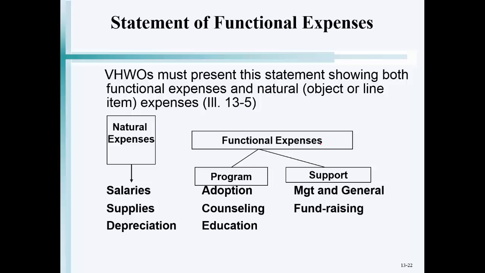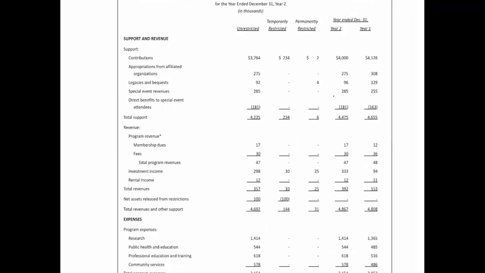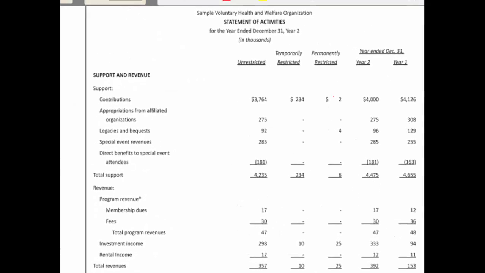Now, to help us understand this statement of functional expenses, we first need to take another look at the statement of activities for this entity. Okay, so here's my statement of activities. This is for a voluntary health and welfare organization. And notice when we get a contribution, the contribution comes in unrestricted, temporary restricted, or permanently restricted, doesn't it? There's our contributions, just like we saw before.